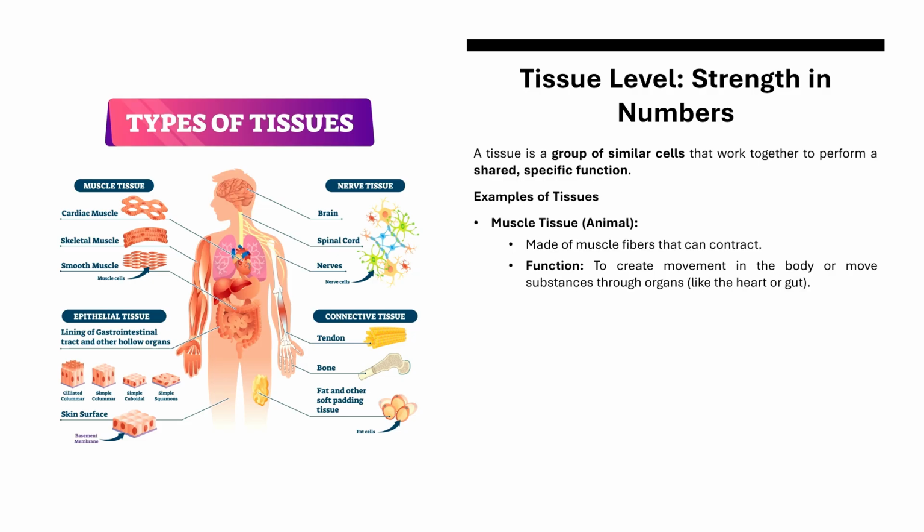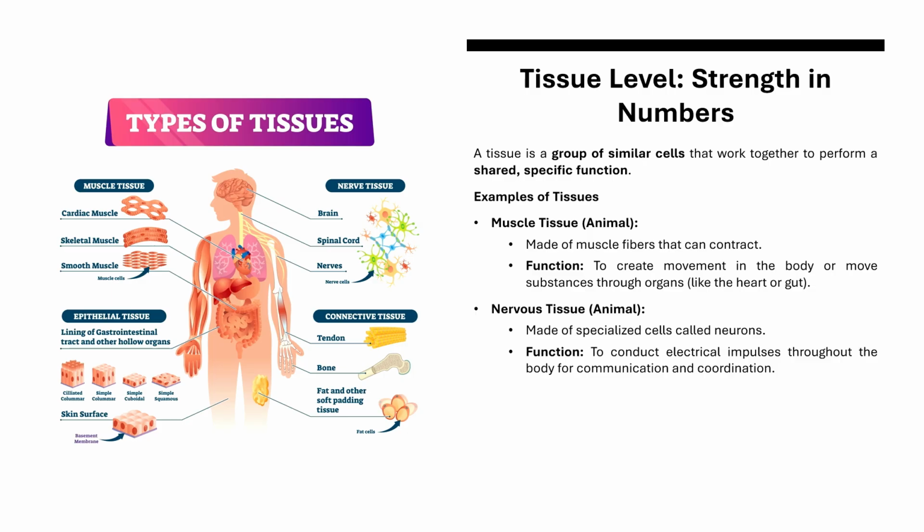So, in animals, one of the most important examples is muscle tissue. This tissue is made of long muscle fibers which have one very special ability. They can contract. Whether it is a skeletal muscle that helps you run or the specialized muscle in your heart and gut that moves blood and food, this tissue is all about creating movement throughout the body.